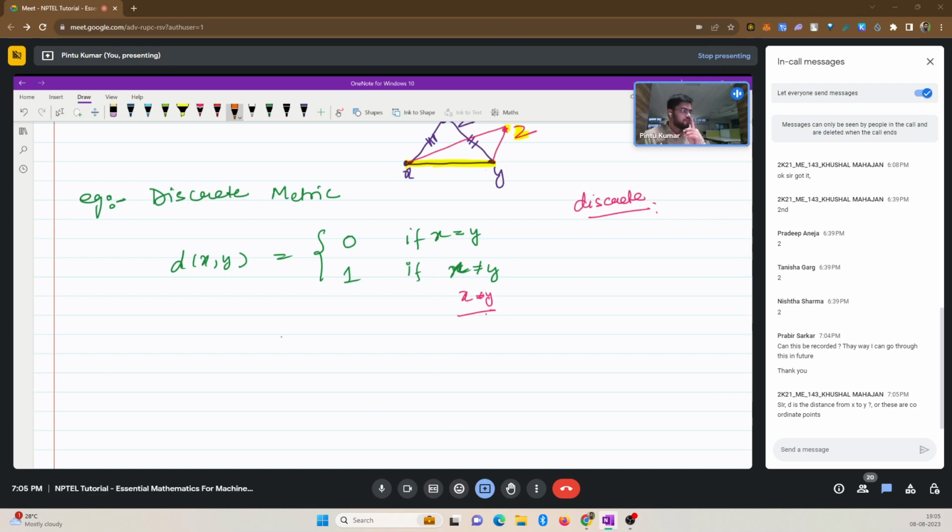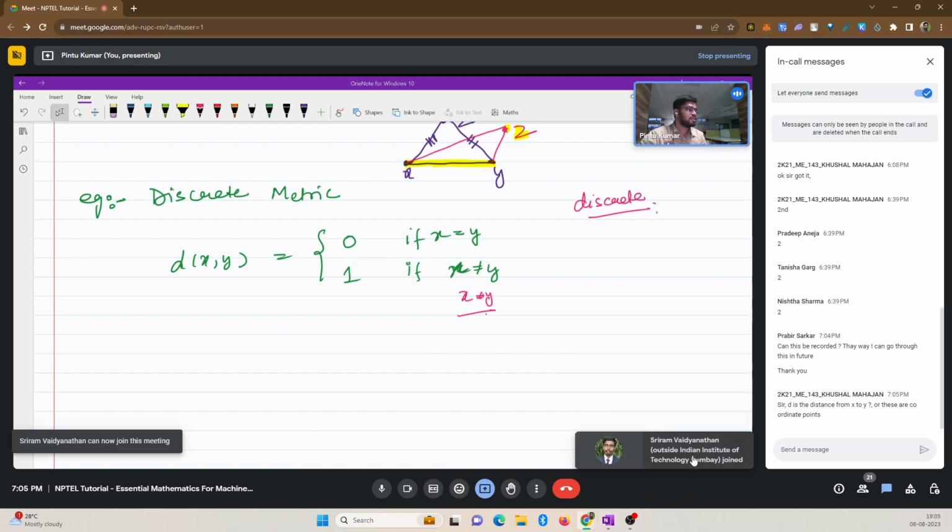One more thing, if at any point some color pen that I'm using is not very clearly visible on your screen, please let me know, so that I can change the color, because I keep changing the color.